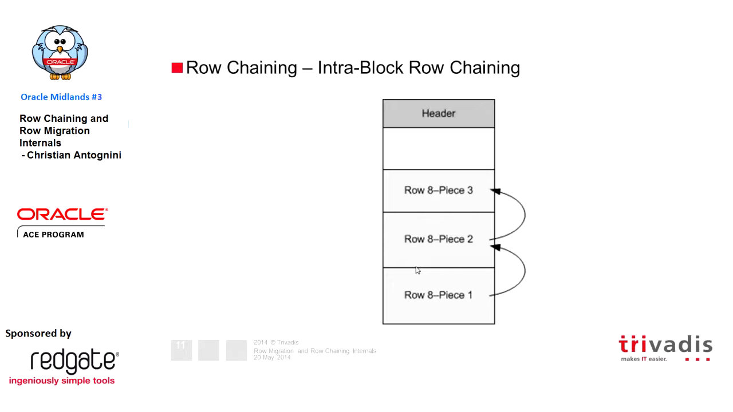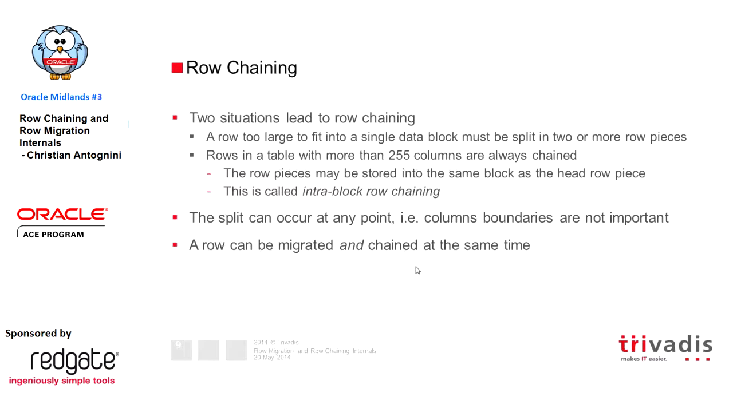Of course, this kind of chaining causes less trouble, because when you access a block, you have all the information you need. It's just internal pointers inside the block. But these are the 2 cases of row chaining: rows that are too large, or that have too many columns. An important fact is that the split point can occur anywhere inside the row. It's not that they split it at the limit between 2 columns; you can split everywhere.